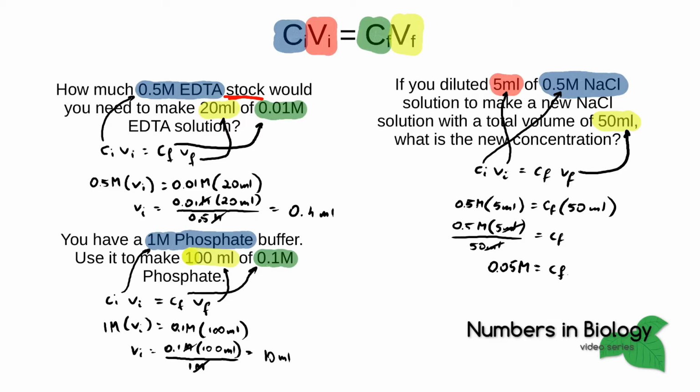Okay, so this is how you assign the values to the different parts of this formula. Again, I feel like using CI VI equals CF VF is a little bit easier or more intuitive than C1V1 equals C2V2. You could also call it CS VS equals CF VF. So S for starting and F for final. As long as you try to understand what the problem is telling you about the starting conditions and the final conditions that you are making.